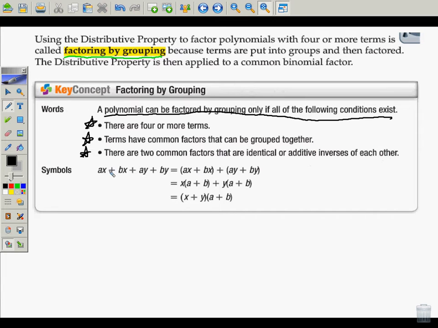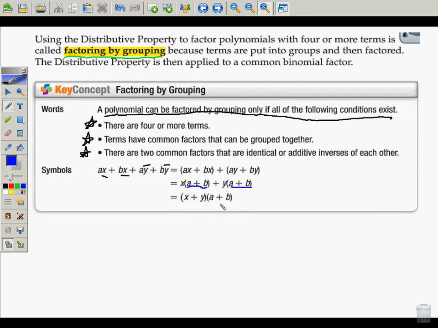So for example, if I had ax plus bx plus ay plus by, obviously you can see these first 2 terms have an x, these second 2 terms have a y, so we've got common factors that can be grouped together. And then notice, when I factor out my x in this first part and factor out my y in the second part, this is what this third part is saying. We've got identical common factors, a plus b and a plus b. So then you can write it as the quantity of x plus y times the quantity of a plus b. That's because I have x times a plus b plus y times a plus b. So I can just write it as x plus y times a plus b.